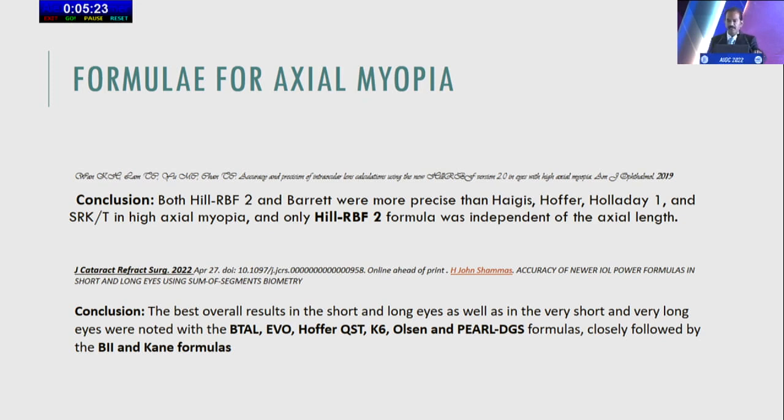But recently, now in 2022, the JCRS article concludes that the best overall results were noted with the Barrett True Axial Length formula, EVO, Hoffer QST, K6, Olsen, and Pearl DGS formulas, closely followed by the Barrett. So Barrett, which was once thought to be the universal, is actually being followed by other formulas.